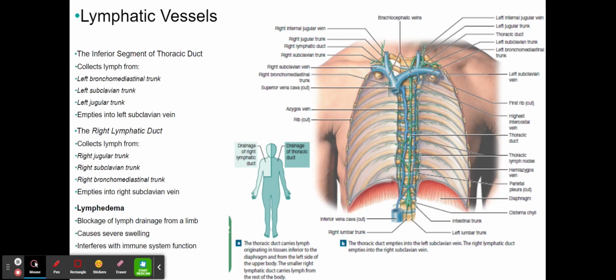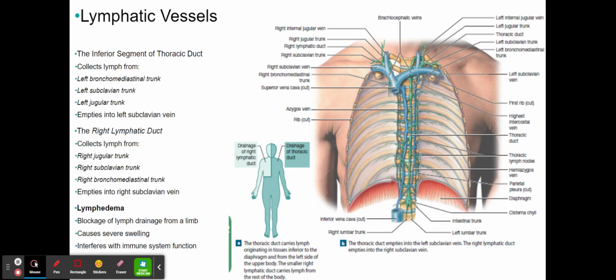The inferior segment of the thoracic duct lies anterior to the vertebral column. From the second lumbar vertebra, it passes posterior to the diaphragm alongside the aorta. It then ascends along the left side of the vertebral column to the level of the left clavicle. It collects lymph from the left bronchomediastinal trunk, the left subclavian trunk, and the left jugular trunk, and then empties into the left subclavian vein, near the left internal jugular vein. In this way, lymph re-enters the venous circulation from the left side of the head, neck, and thorax, as well as from the entire body inferior to the diaphragm.